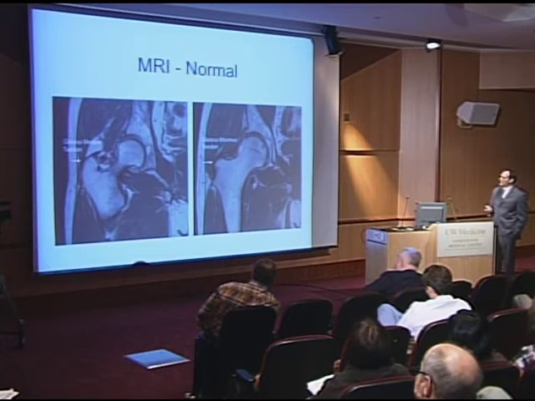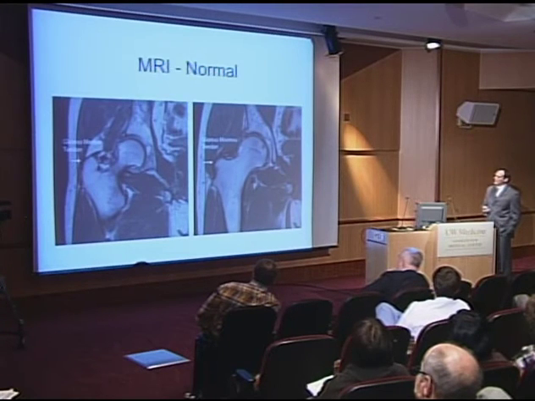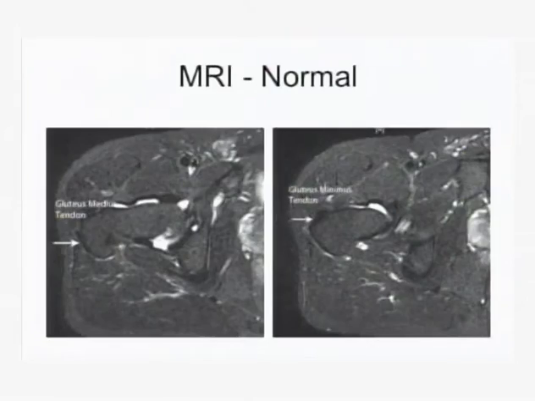The best imaging series to get are coronal and axial proton density weighted images. These are T1 images that show up, as well as STIR images. This is the axial. These are STIR images, but you can see posteriorly the black space for the medius, and anteriorly the minimus at a higher axial cut.